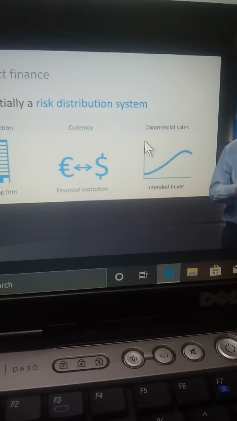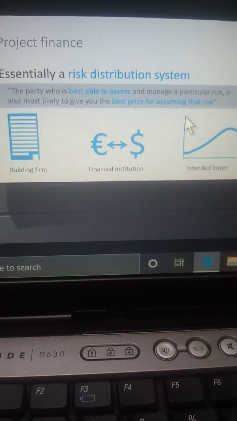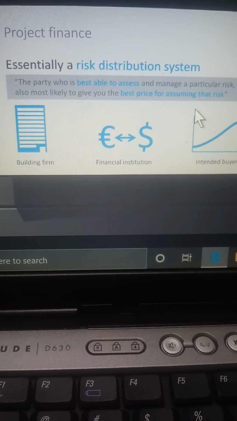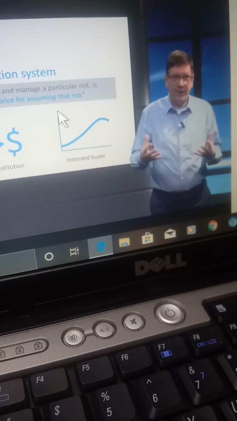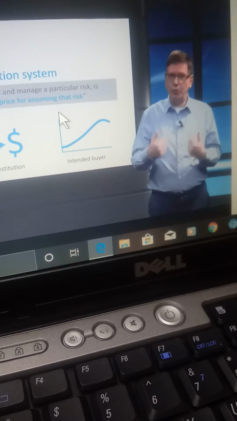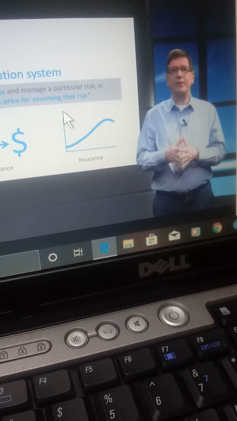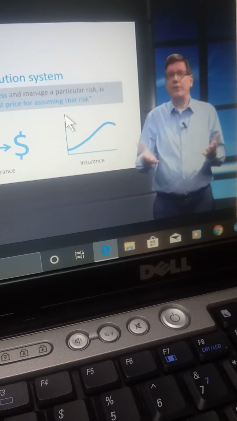The party who's best able to assess and manage a particular risk is also most likely to give you the best price for assuming that risk, because all risk transfers will cost the SPV money. If we can't find a contract party who's willing to assume a certain risk, we can try to insure that risk with an insurance company. This could, for example, be the case for the risk of an earthquake occurring.